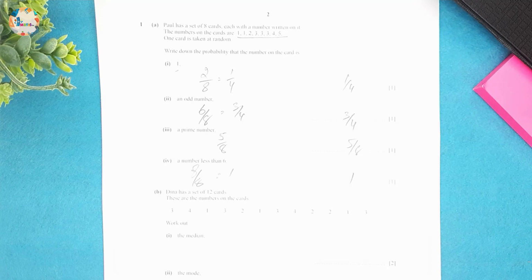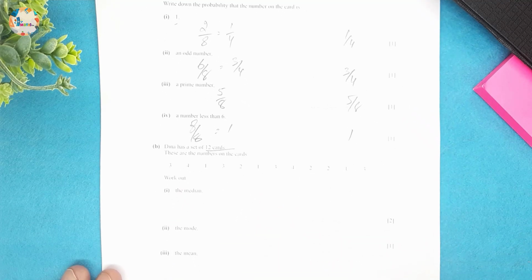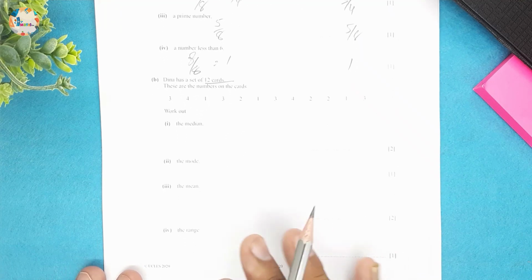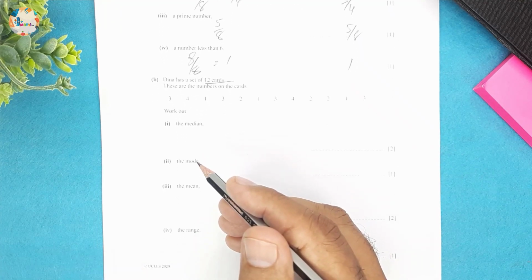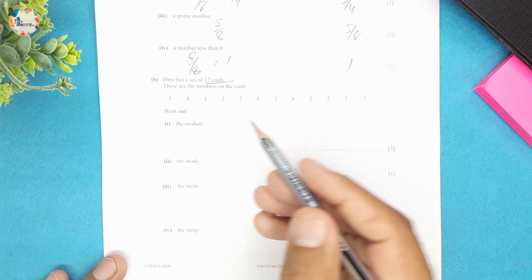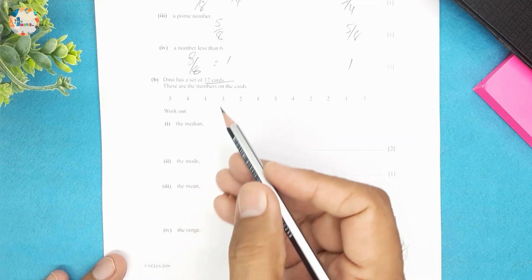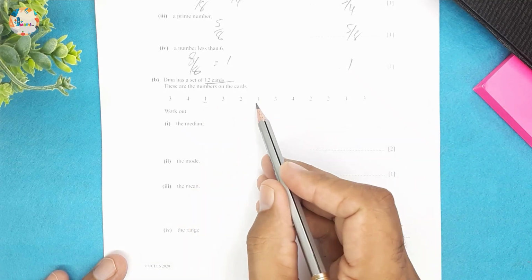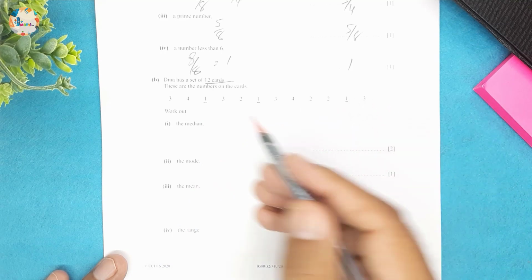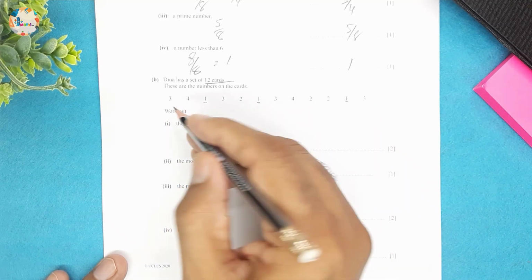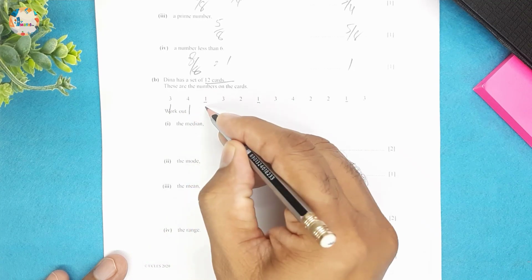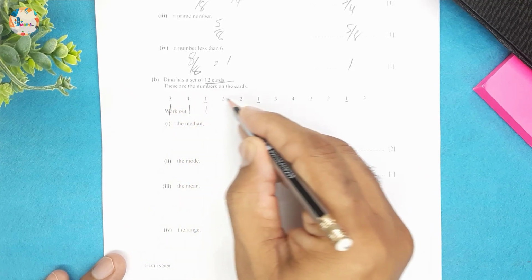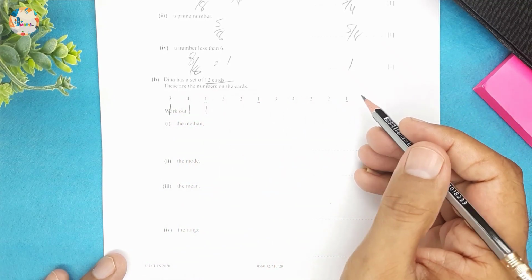Then B part, Dina has a set of 12 cards. These are the numbers on the cards. So work out number 1, the median. Median will be the middle value. So for the median, we have to arrange those numbers. So there are 1, 2 and 3 ones. So we can write here basically 1, 1 and 1. I'm writing under these numbers so that we will not be missing anything.